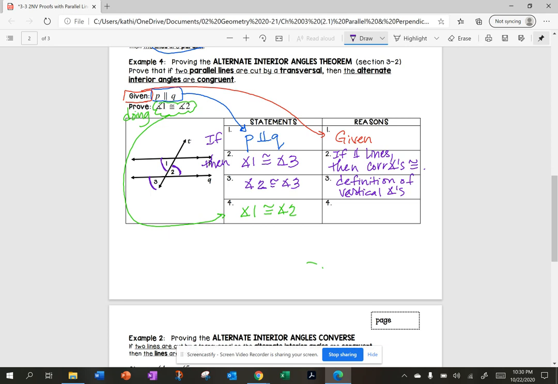And then what I see now is I am repeating angle 3 here. So if I say angle 1 is congruent to angle 3 and angle 2 is congruent to angle 3, I can then say angle 1 is congruent to angle 2, and that is from the transitive property of congruence.